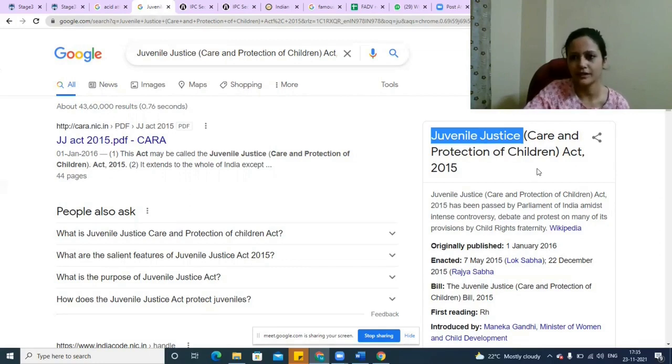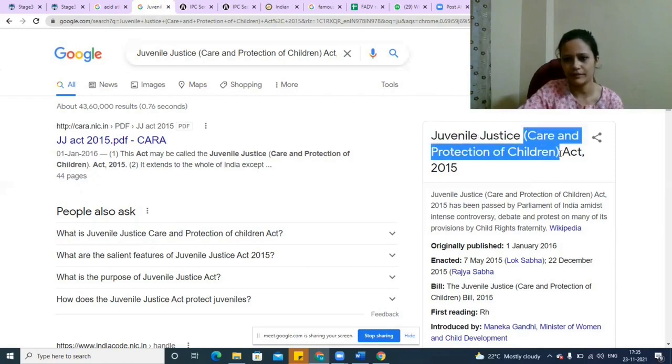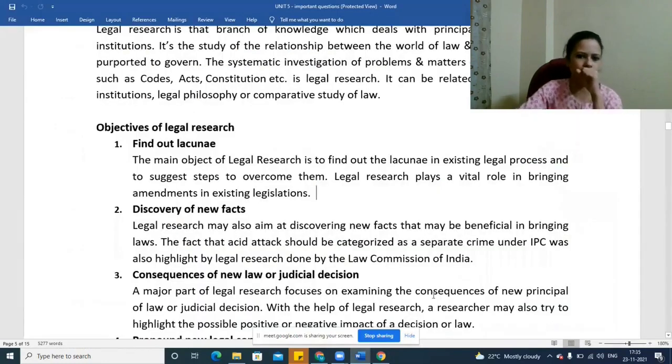Okay, so this was a major change, and this is a very good example that you can write in your exams also. Even if you do not remember this part, Juvenile Justice Act, you can simply mention it, okay? So we want to find out the problems. We want to address them as well.